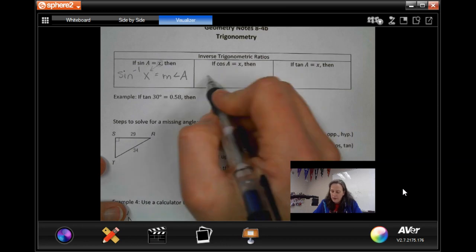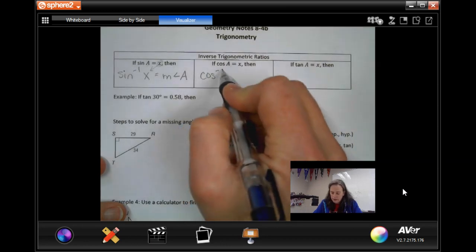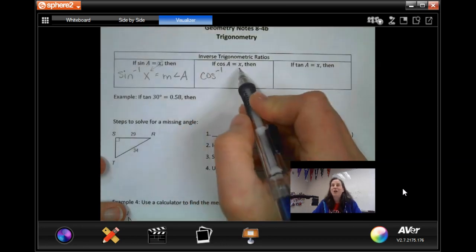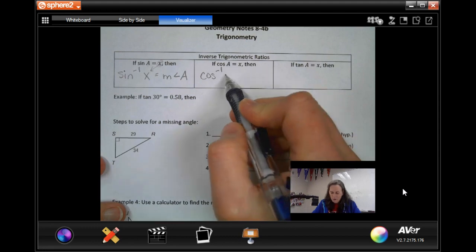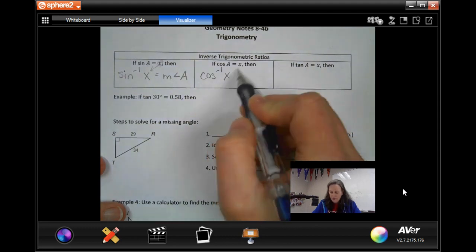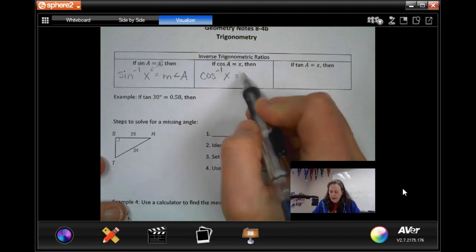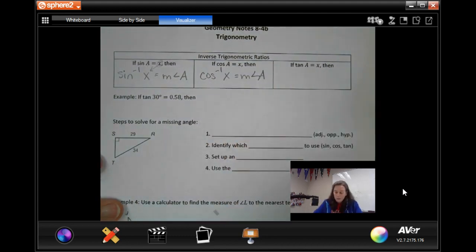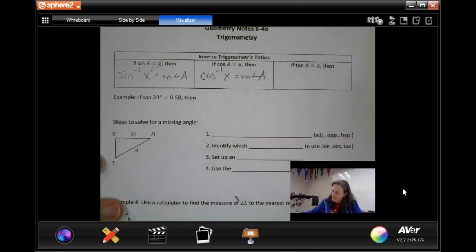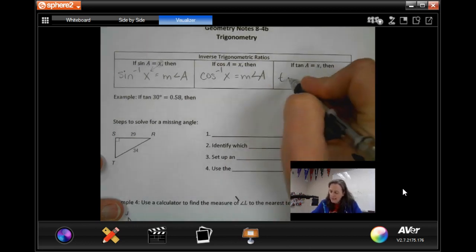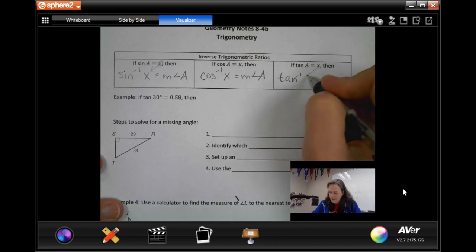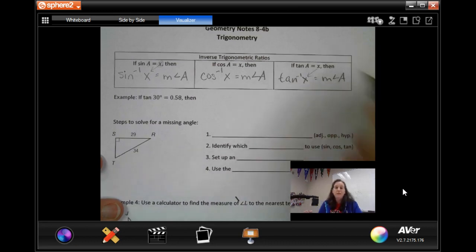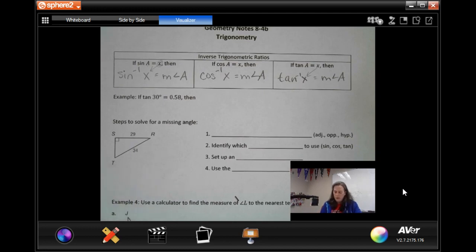Works with cosine too. We can say the inverse cosine of whatever value we know it's equal to, and that will give us the measure of that angle. Also works with tangent, so we can say the inverse tangent of, and then you put that value that you've got in, equals the measure of angle A. So this is an awesome way to solve for a missing angle.